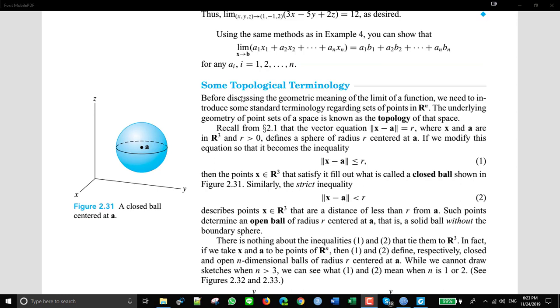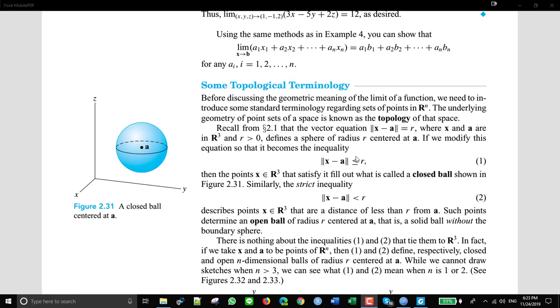Okay, so here next we talk about some terminology that we're going to need. So we talked, remember, about this equation before, and this would be a sphere centered at A and with a radius of R. So maybe a picture like this, but we're talking about Rn, so maybe we couldn't picture it, but when we were talking about R3, it would look like this.